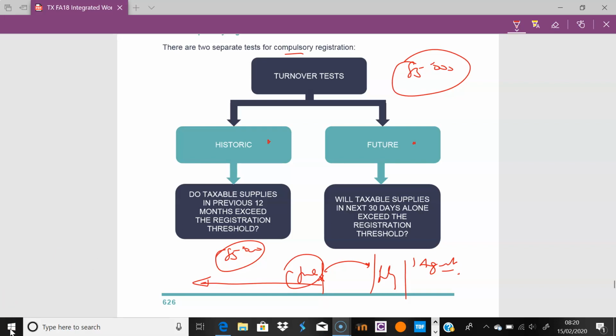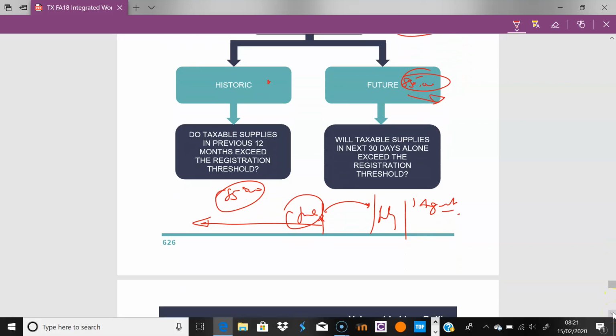Yeah, and that's the case with the historic test. With the future test, this is an ambitious test. This is literally saying, just look forward, and if you feel that over the next 30 days you will exceed the 85,000 threshold, then you should register immediately. So let's see what the rules are.